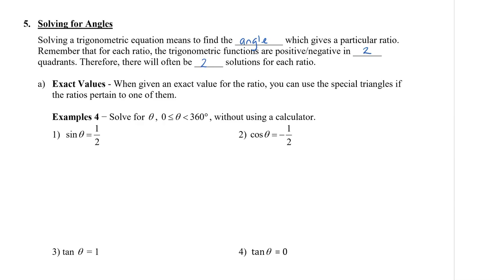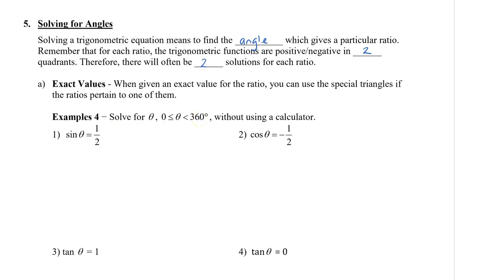We're going to take a look at two situations. The first one involves finding the angle without a calculator, and then our second one will involve using the calculator to find the angle. Now, when you're given an exact value for the ratio, you can use the special triangles if the ratios pertain to one of them. So how do you know? Well, when you take a look at the ratio, does it actually satisfy one of the triangles?